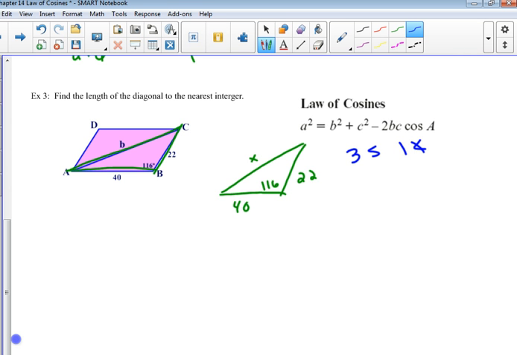We have to use law of cosines. We wouldn't have enough information to do law of sines. Why don't you try to set this one up on your own? Remember, start with the cosine of the angle and then work from there.